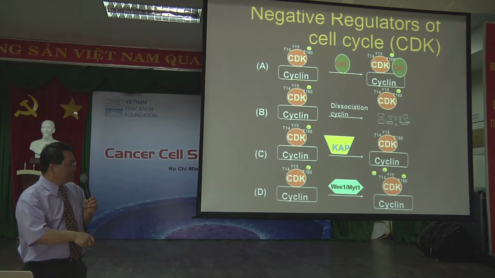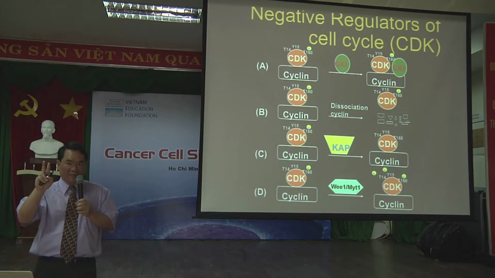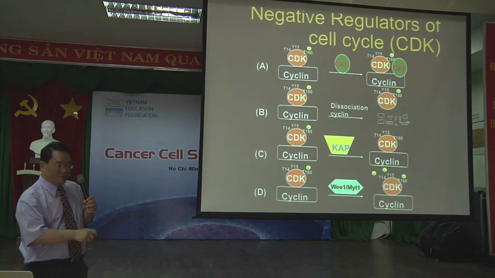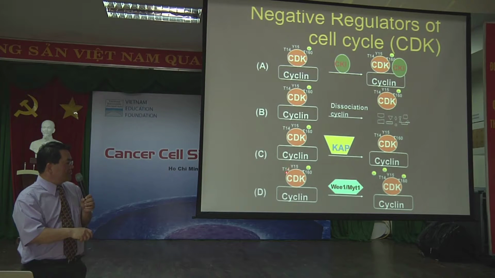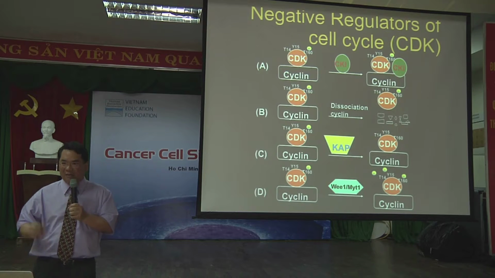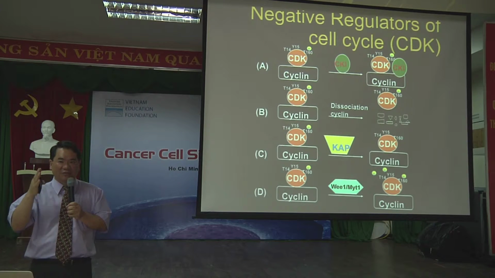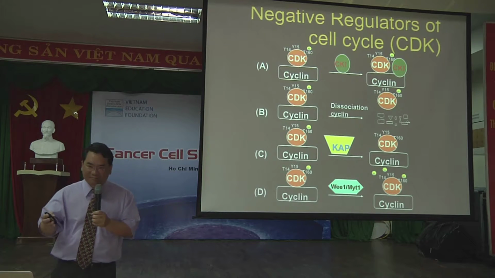Another one is by adding an inhibitory phosphate onto important residues, threonine 14 and tyrosine 15. This is mediated by WEE1/MYT1 kinase. The kinase adds a phosphate on these two residues, and the cyclin CDK becomes inactivated. So there are four biological mechanisms to inactivate the cyclin CDK activity.